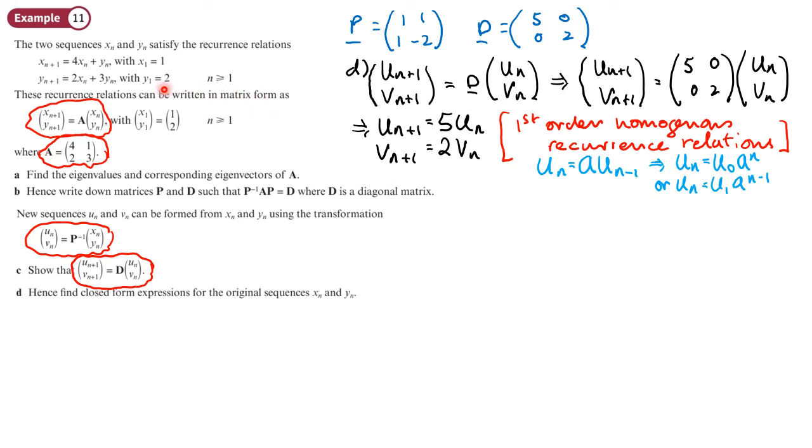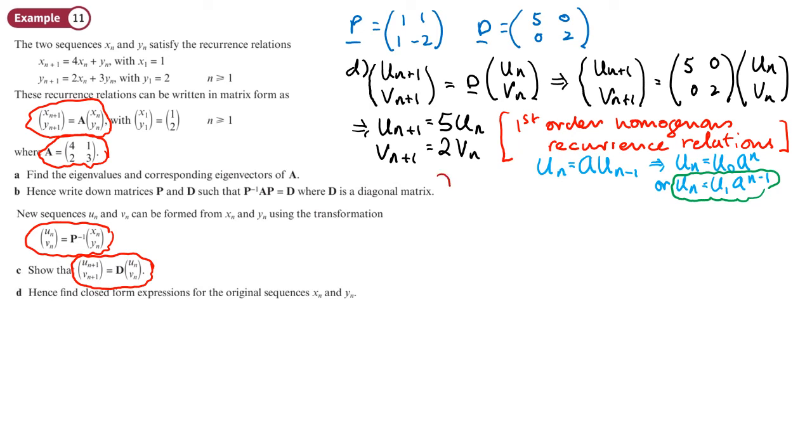Now if we have a look back here, we've been given x1, y1, so we're going to use the second form down here. So this is going to be our general solution here, because our initial values are not x0 and y0, but x1 and y1. Now you'll notice that these are un plus 1 and vn plus 1, and here we've got un.